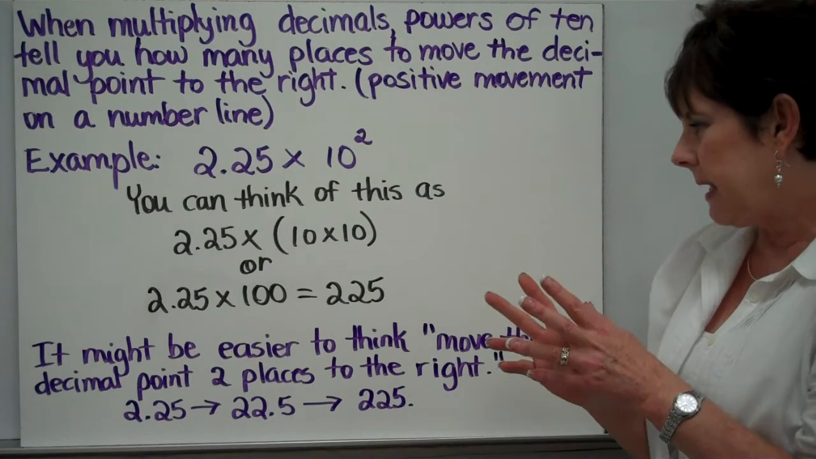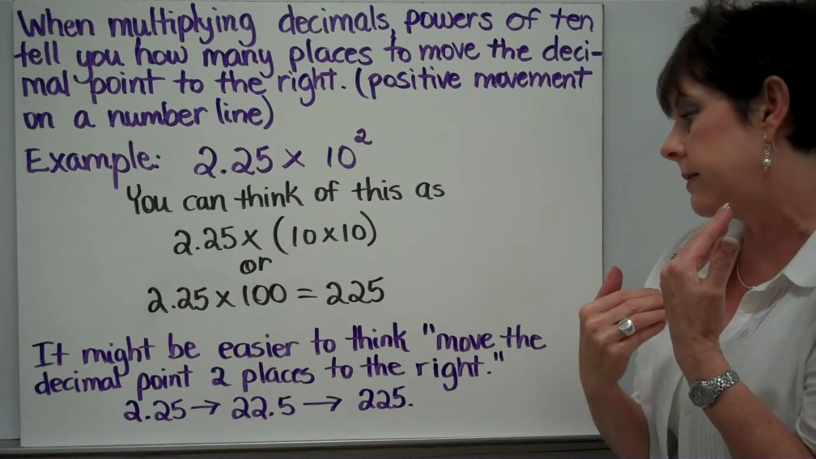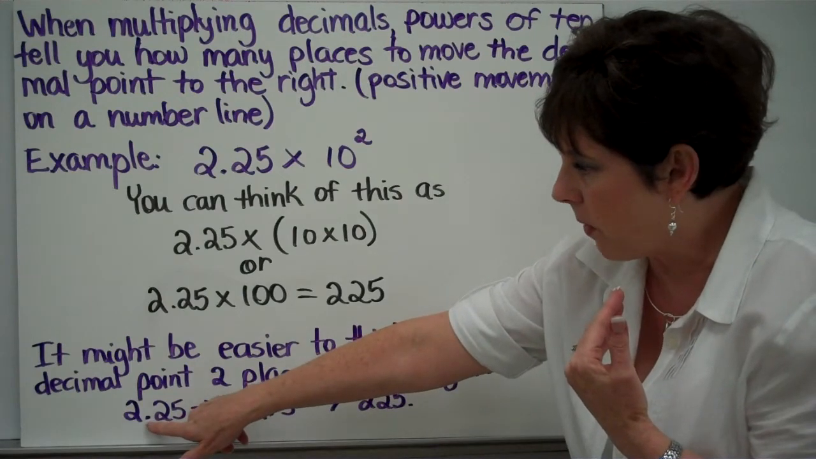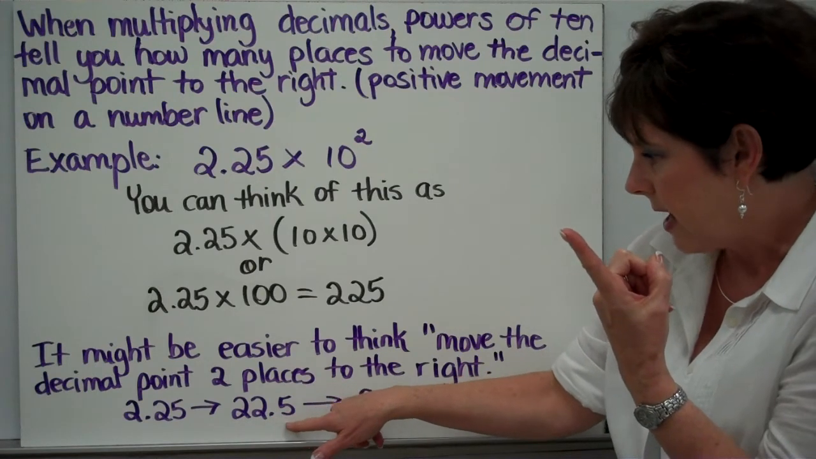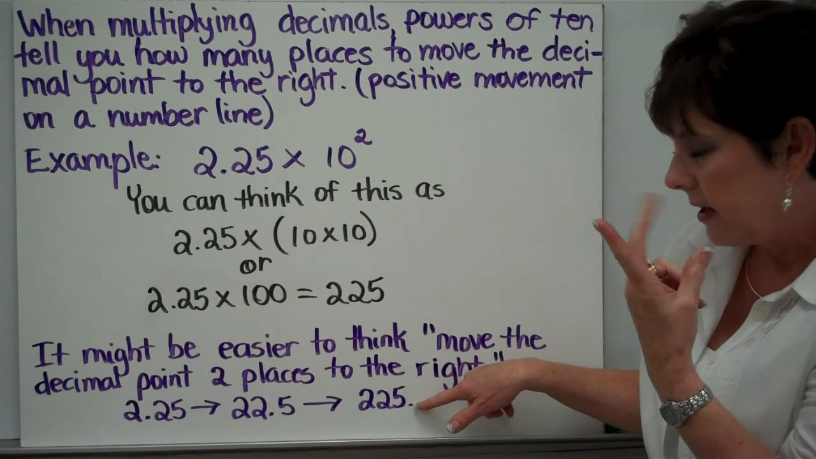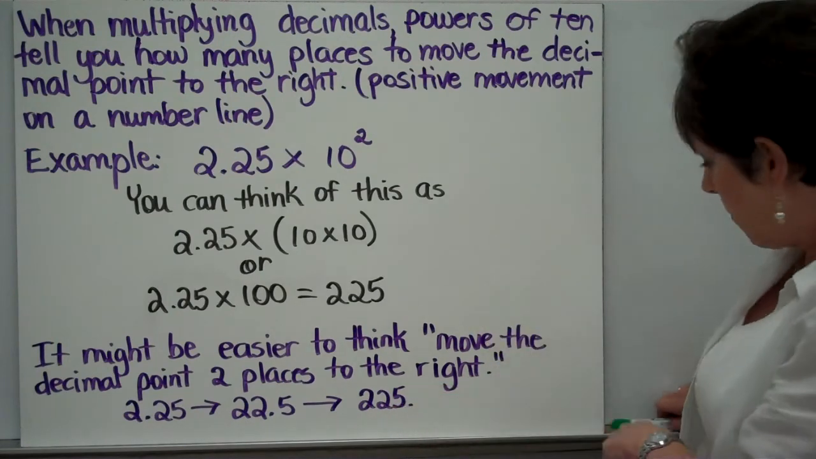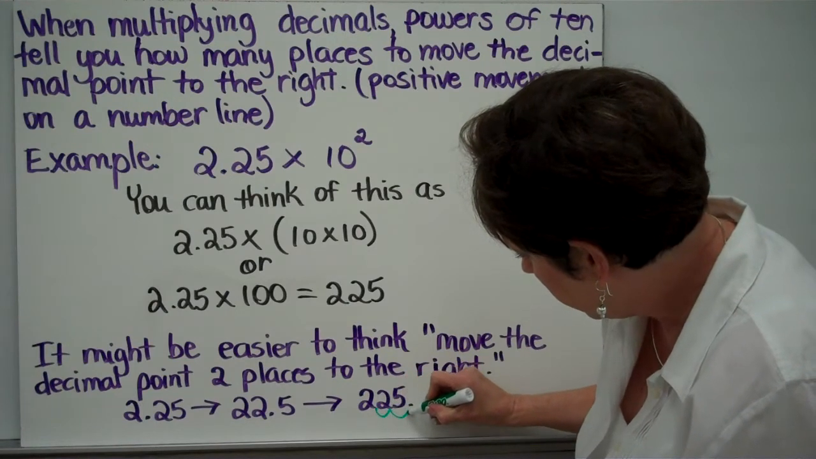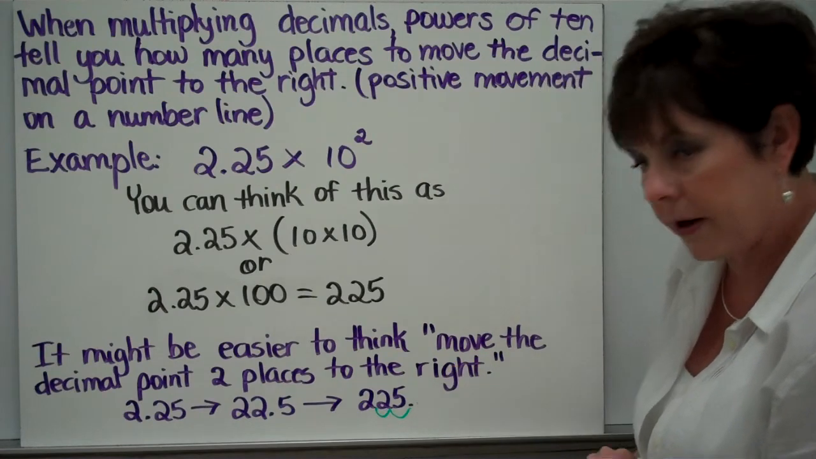Now, it might be easier if you think in this way. I'm going to move the decimal point 2 places to the right. For example, here's the decimal point here. We're going to move it here. There's 1 place. And then here we're going to move it 2 places. And so when I move it over, you can kind of see the progression here. As I move it over, 1, 2, the decimal point ends up there.